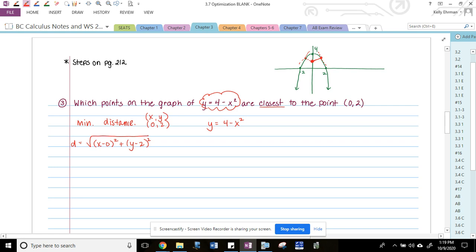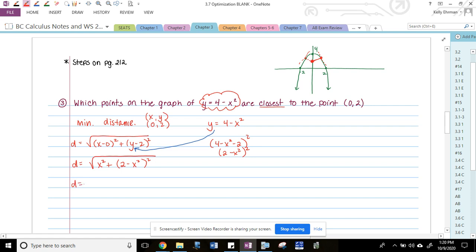But again, we don't want x's and y's. We have a second equation that says, hey, y in terms of x is 4 minus x squared. So you can sub that in for that y right there. So now the distance formula is the square root of, how about we just say x squared instead of x minus 0, and then, because I don't want to have to write this all over again, y minus 2 is going to be 4 minus x squared minus 2, squared. That's 2 minus x squared, squared, okay? I just didn't want to write 2 separate lines for that.